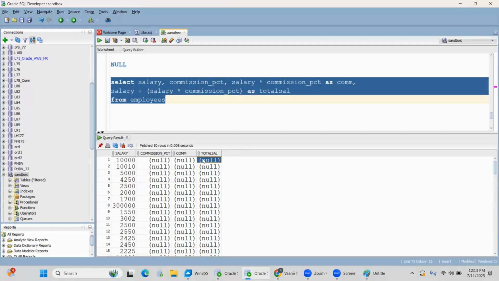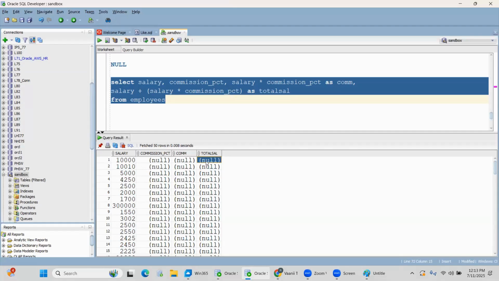Any one of you? Can you repeat the question? See, that person's salary is $10,000, right? But why is total salary null? At least it should be 10,000, right? If salary is 10,000 and commission is null, at least total salary should be 10,000. But it's saying null.